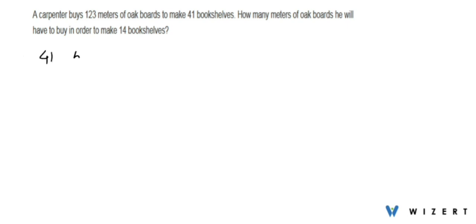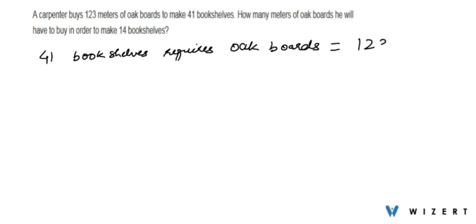So it is given that 41 bookshelves require oak boards. That number is equal to this 123 meters. So 123 meters of oak boards is required to make 41 bookshelves.